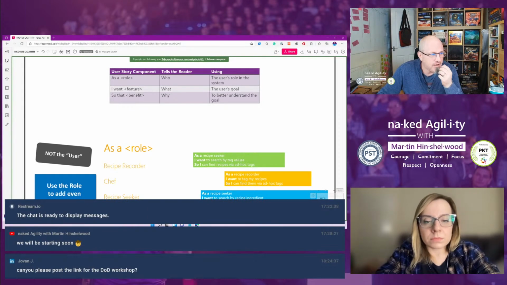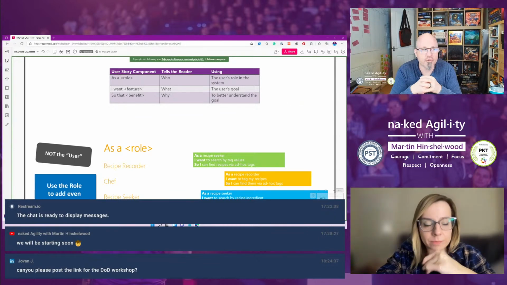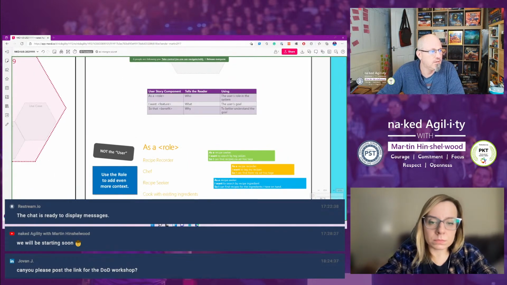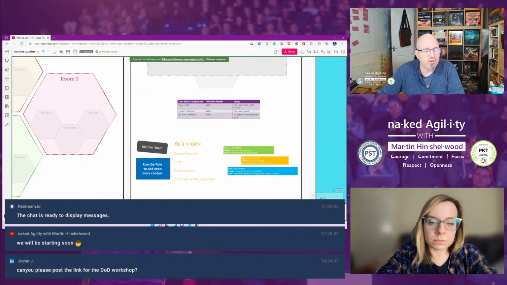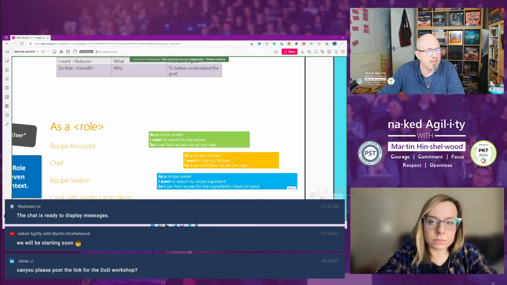So you've got, as a user, some type specific, I want, what is it? What's the user's goal? Right? And then why do they want to achieve that goal? Because that might add some additional context to your story. Yeah, so that's the typical makeup of some user stories there. Is that how you've seen them used, or have you seen them differently?